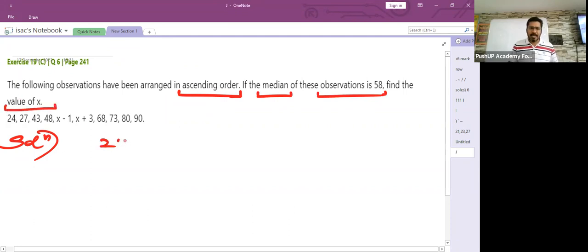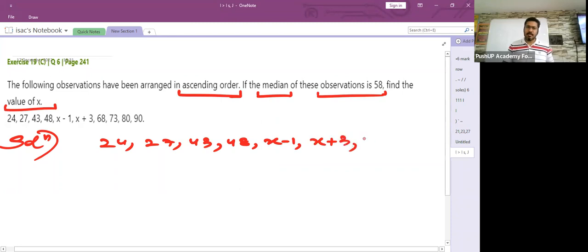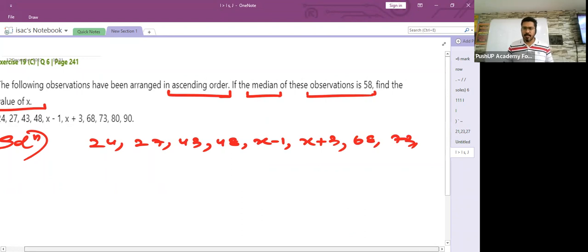So, the data which is written here: 24, 27, 43, 48, x minus 1, x plus 3, 68, 73, then 80, and then 90. The median value for this arrangement of data is how much? 58. So I'll write here M is equal to 58.